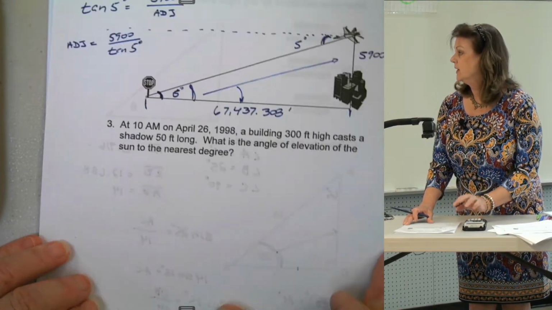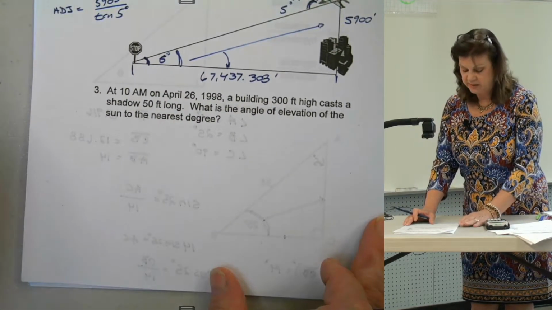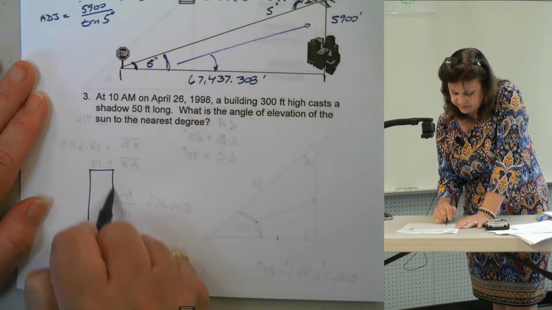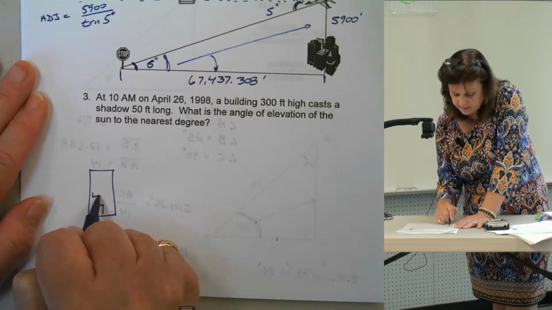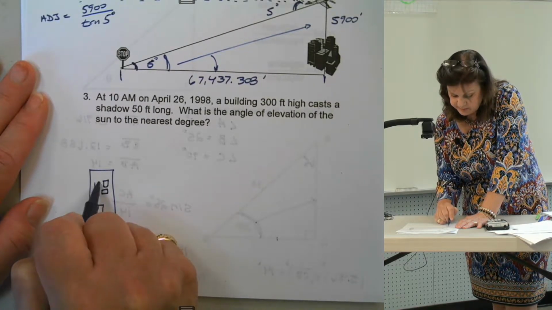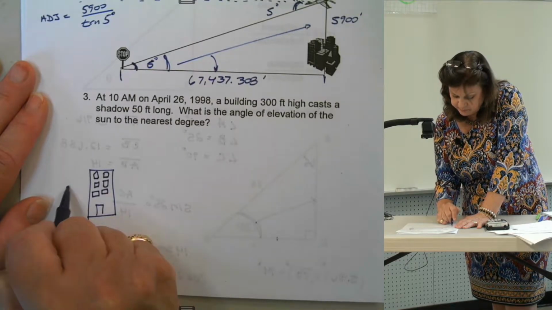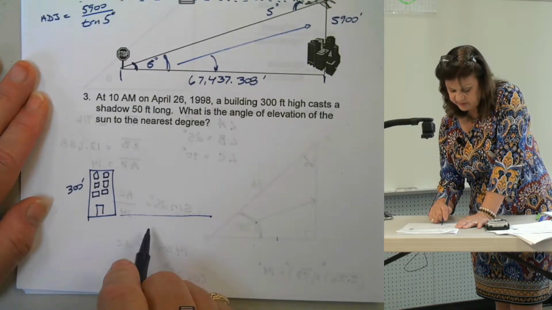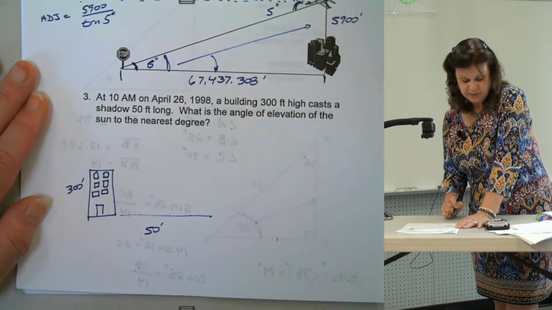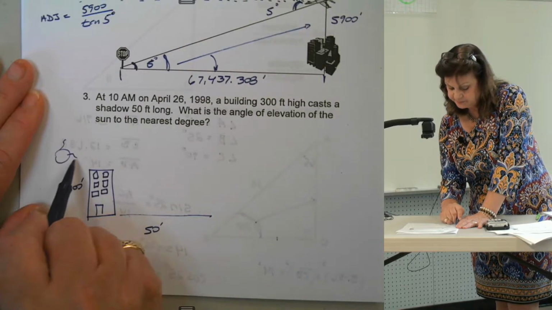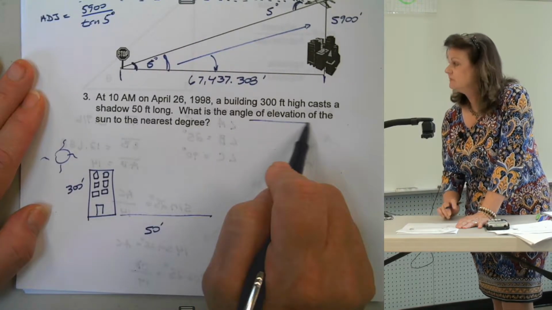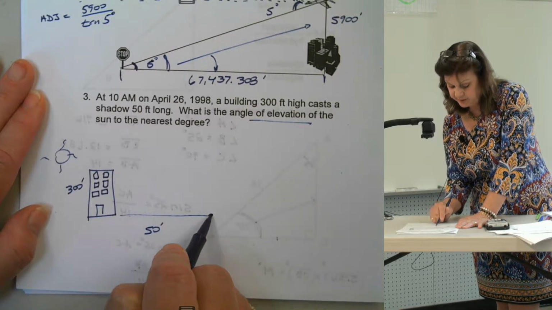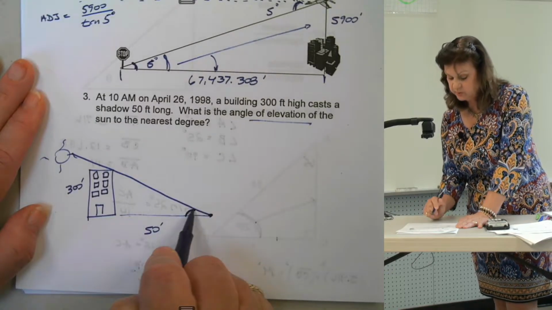Okay. At 10 a.m., I don't know why the date's there, but a building 300 feet high. So I've got some building. Cast a shadow 50 feet long. So the sun's going to be up behind the building. What is the angle of elevation of the sun? So you're standing here and you're looking up at the sun, and this is what we're looking for.